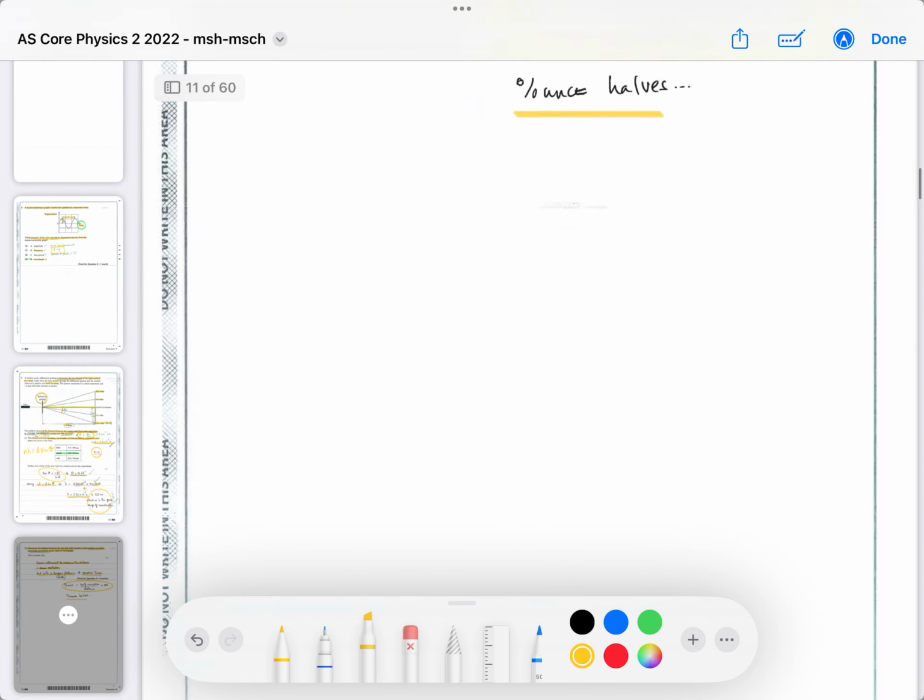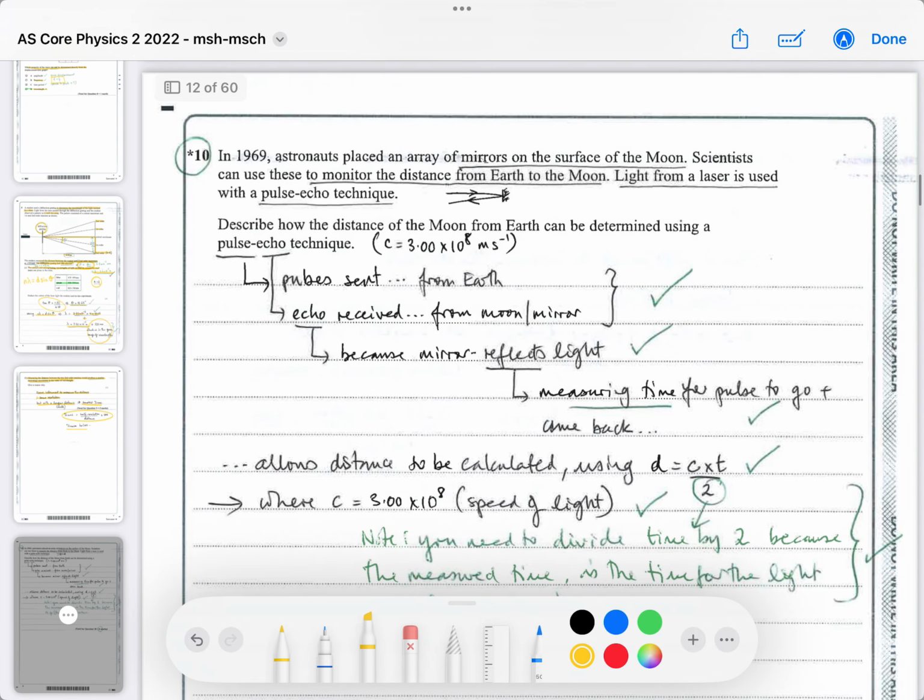Okay. Question 10, it says astronauts placed mirrors on the surface of the moon. Scientists then can use the mirrors to monitor the distance between the Earth and the moon. The light from the laser is used with a pulse echo technique, so it means the light goes there, hits the mirror, comes back, and you can detect it. Describe how the distance can be determined using a pulse echo technique.